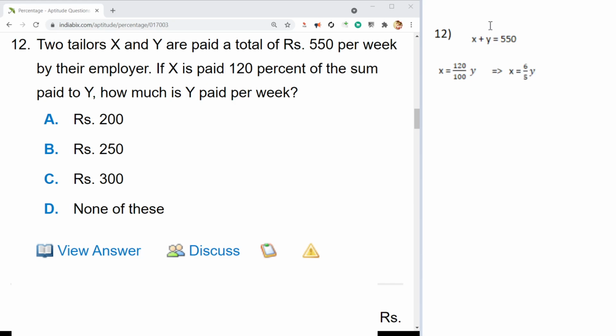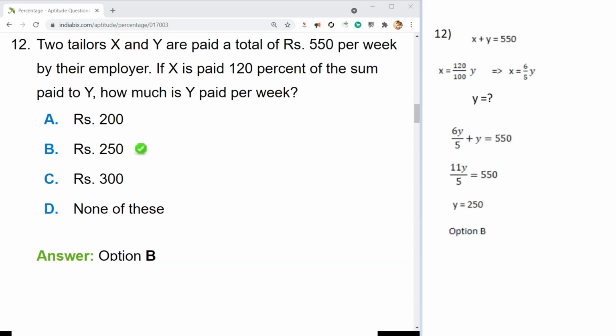If you substitute X equals 6 by 5 into Y in the first equation, X plus Y equals 550, we get 6Y by 5 plus Y equals 550. Then 11Y by 5 equals 550, which means Y equals 250. We need to find the Y value. That is 250, which is option B. Option B is correct.